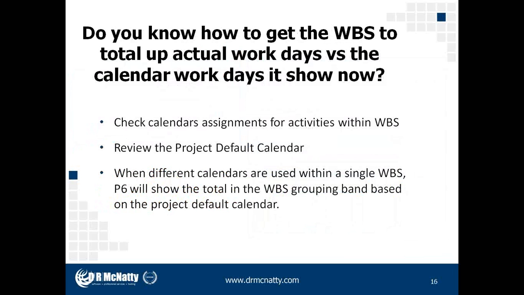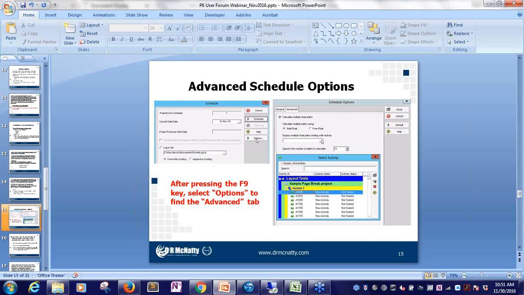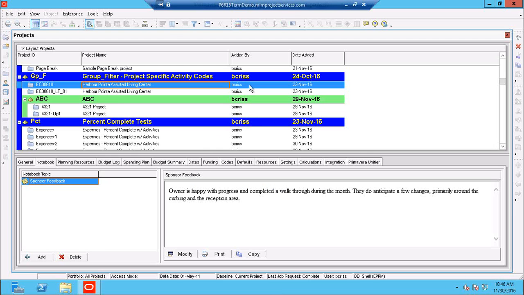It shows now. So I'm assuming that this is related to grouping bands and displaying the summary information. So when we're looking at our schedule of activities, we can see a WBS summary and the overall grouping band. If we're looking at something like original duration, they can be completely different. So let's take a look here.